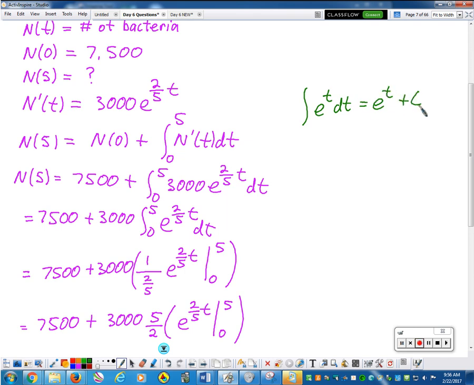But that only works if it's just t. It can't be 2/5 times t. So the one I'm using is, I have to use the other one. And if I'm using the other one, I have to identify what A is and what B is. So you tell me what's the A and what's the B.